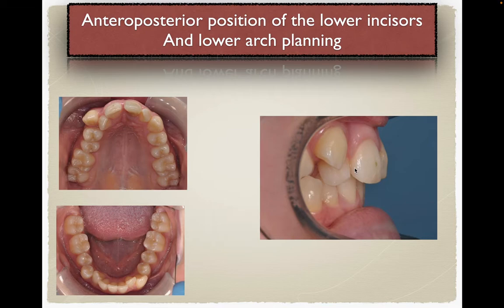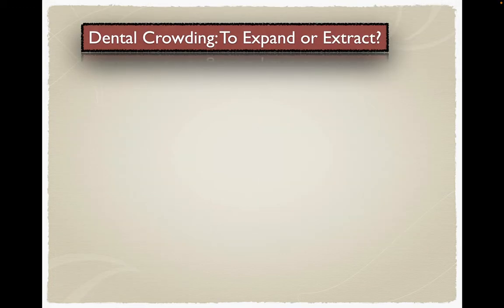For that reason, we decide where the incisor should be, we decide if the patient is camouflageable or not, we decide if we need a functional appliance or not, and then we go to the lower arch. Then when we plan the lower arch, we have to answer a very important question. Do we need to expand the lower arch to provide space for crowding, or do we need to extract teeth?